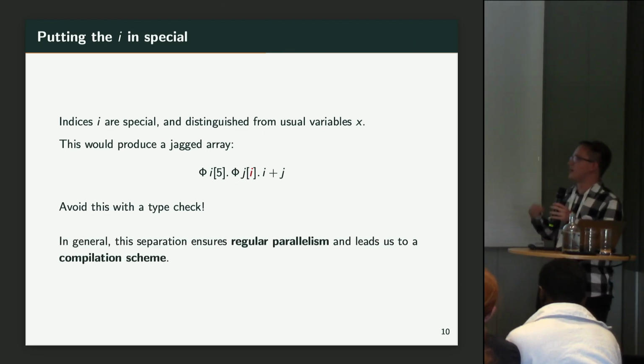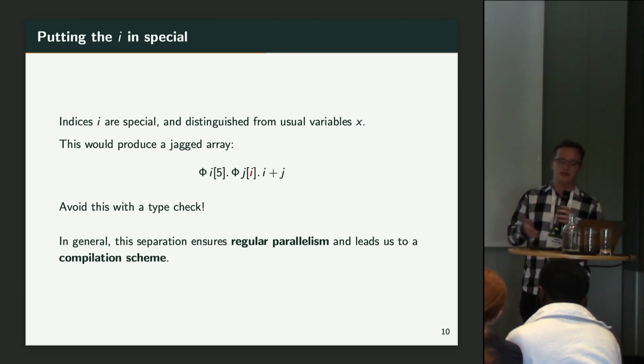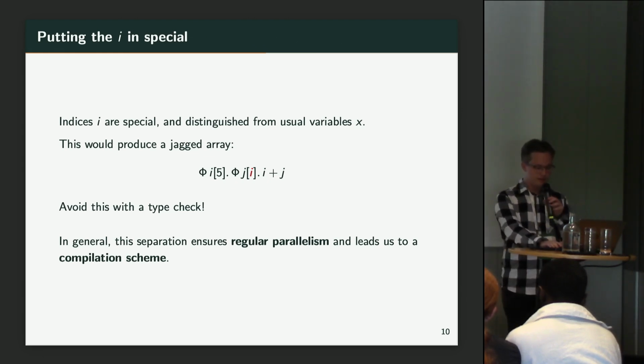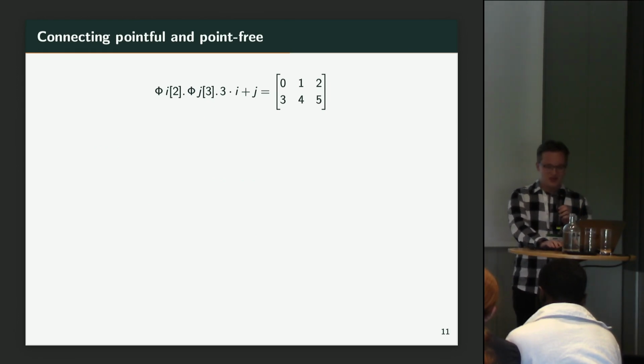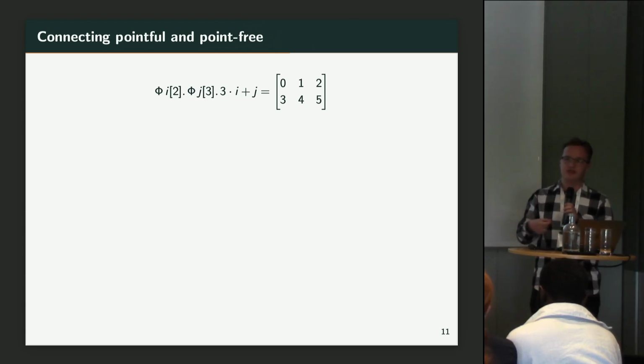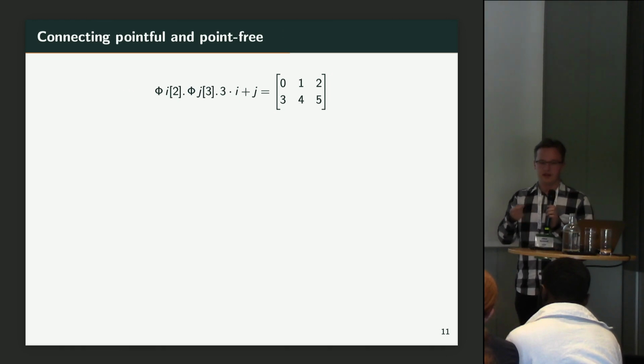And in fact, this has other nice properties. You actually get regular parallelism in general with the index fold stuff. And you also get the compilation scheme. The compilation scheme really just derives from this choice. So the way I derive it is compositional. I want to associate, for every sub-expression of a phi calculus term, some term in a point-free language.